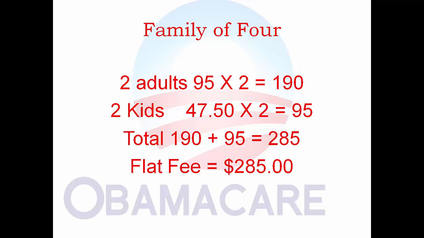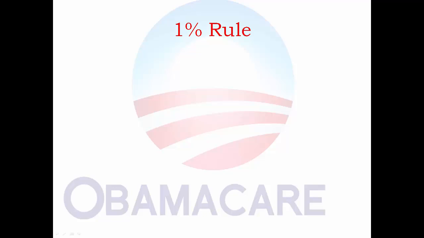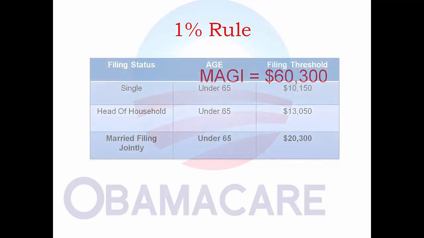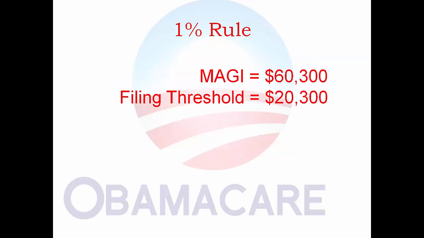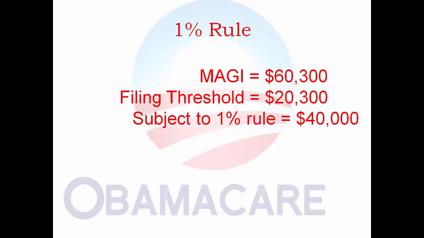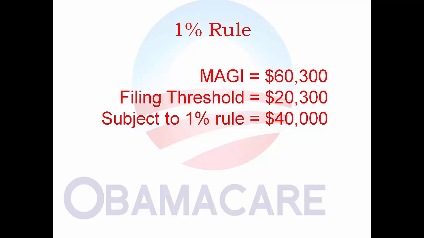Now, what about the 1% rule? Let's take a look. The 1% rule in this case would be applied to their modified adjusted gross income. Let's say mom and dad are both pulling down about $30,000 a year. Now, what do we have to do? We have to go back to that filing threshold, which in this case, married filing jointly under 65, would be $20,300. So we bring that into the equation and we subtract that from our modified adjusted gross income, which leaves us what is subject to the 1% rule, which is $40,000 in this case.